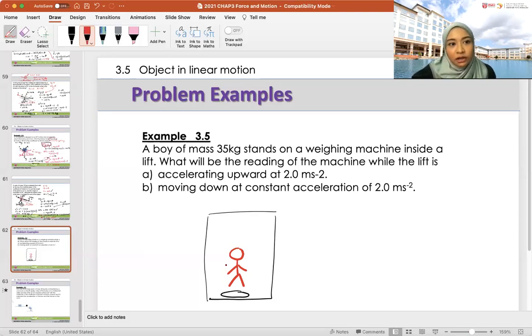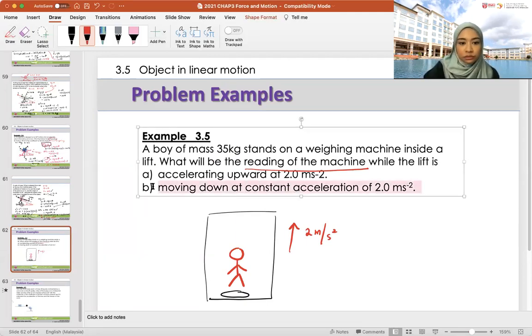He is 35 kg. This wouldn't be you. You guys are not 35 kg. I hope you guys are heavier than this. This should be a small boy. Stands on a weighing machine inside a lift. What will be the reading of the machine while the lift is accelerating upwards? Part A, the acceleration of the lift is 2 meters per second squared. And then B, moving down at constant acceleration. We do moving up first.